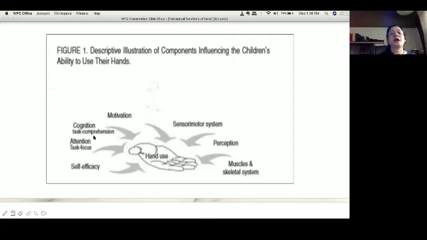Okay, so this is how they use it, what all are used, what the systems are. First being motivation, sensory motor, perception, muscles and skeletal system, cognition, attention, self-efficacy.